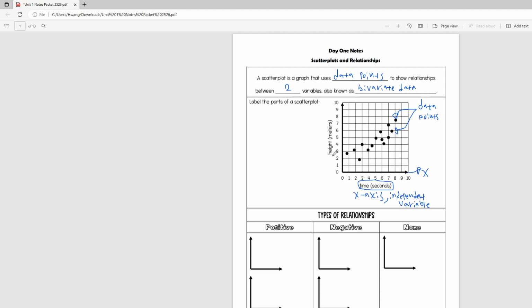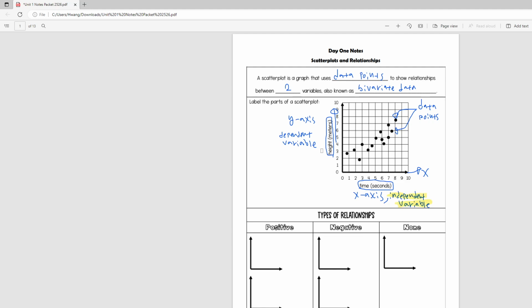But what about the y-axis? The number that represents the vertical line over here is called, again, the y-axis. But what is a different name for it? It is called the dependent variable. A dependent variable is a variable that does get affected by the independent variable. As the independent variable changes, the dependent variable gets affected.